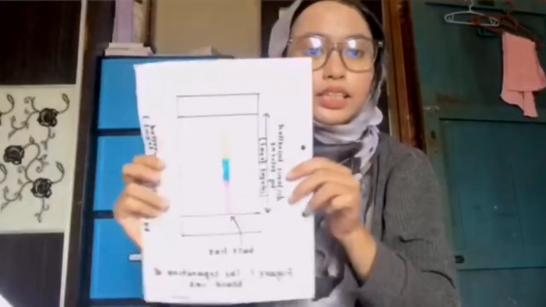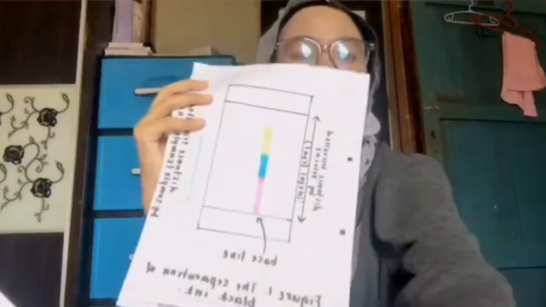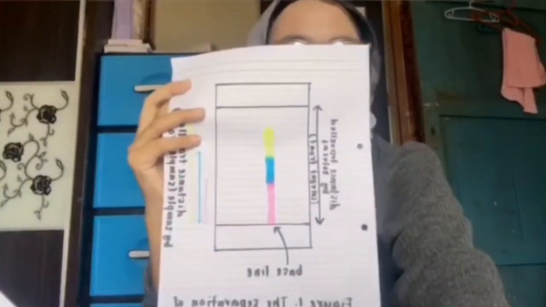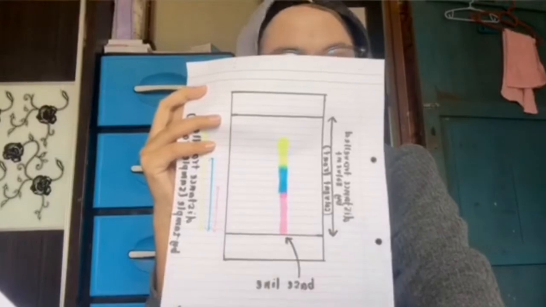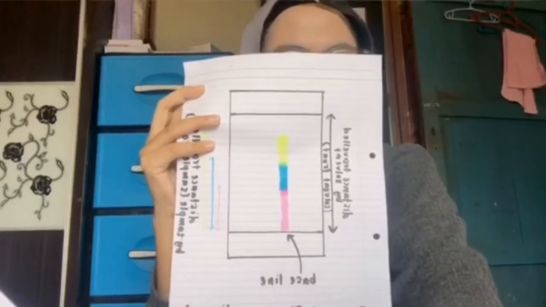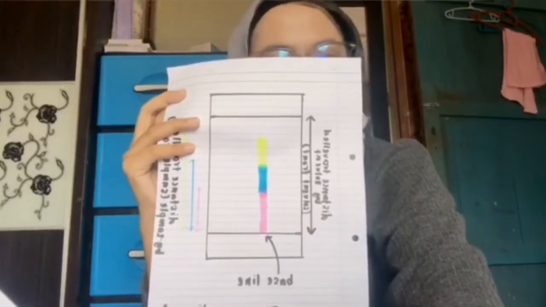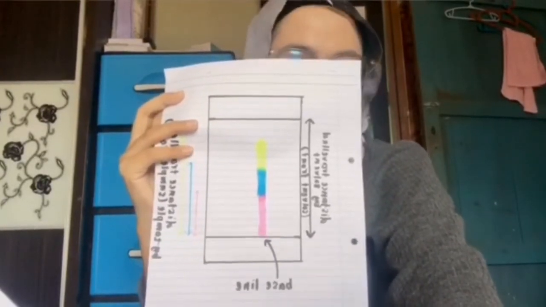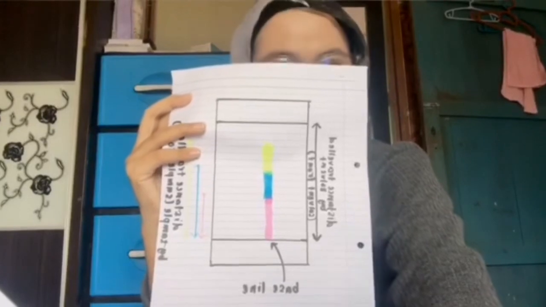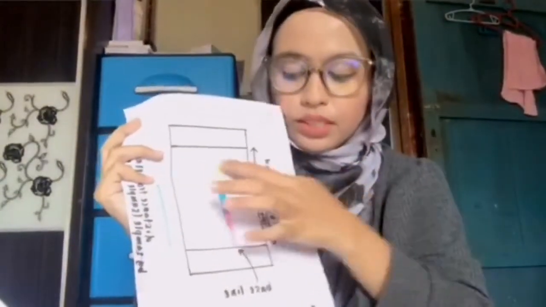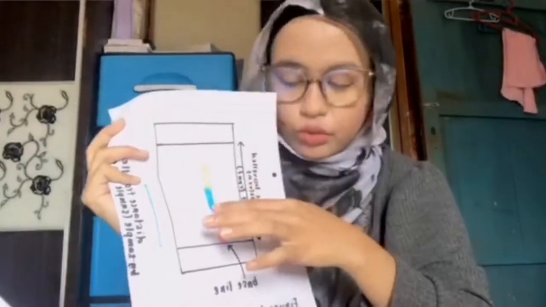Okay, like this. However, measurements are often taken from the plate in order to help identify the compound present. These measurements are the distance traveled by the solvent and the distance traveled by the individual spots. This one is the distance traveled by the individual spots.